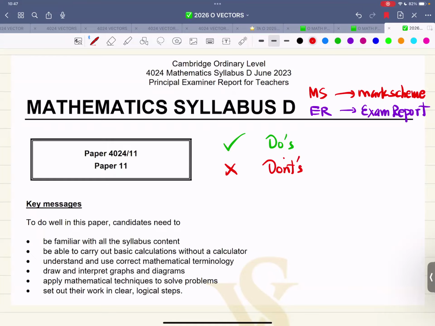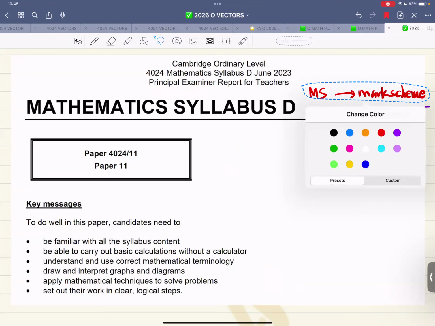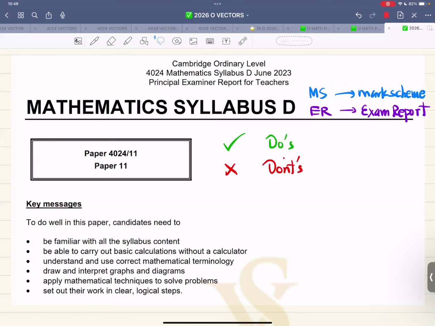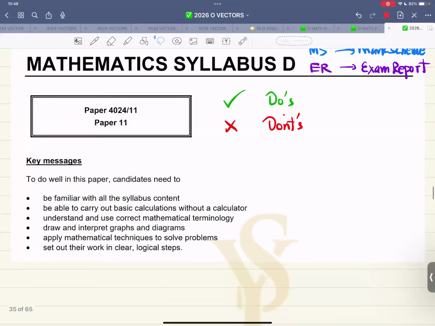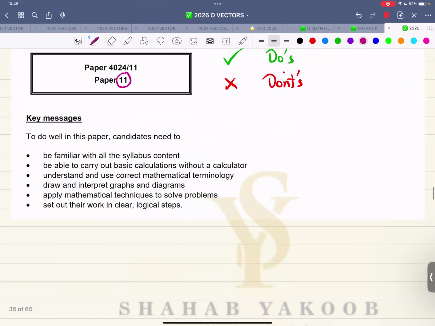So, keep that in mind. And let me just change this color. Okay. So, now do's and don'ts. Now, this is from which particular year? This is from June 2023, paper 1111 is variant 1. Principal examiner report for teachers. Students should also learn from this.